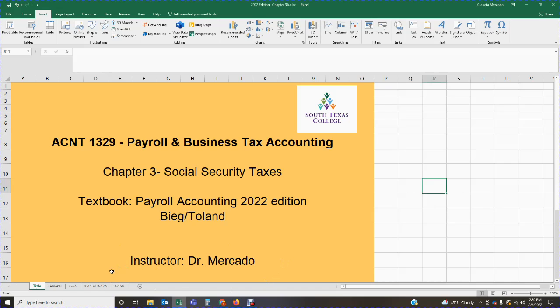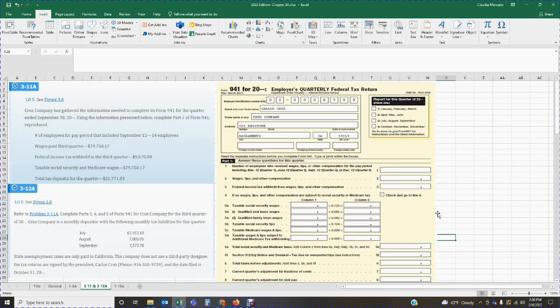In this particular lecture, I am going to be covering 2 problems, problem 311 and problem 312. Basically the combination of these 2 problems deals with completing a 941, which is the employer's quarterly federal tax return. We are going to be completing several employers' quarterly federal tax returns. We need to get some practice into this.